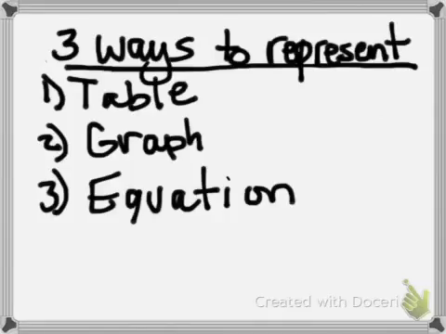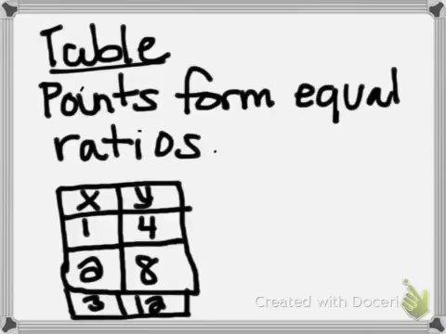There are three ways that you can represent a proportional relationship. The first way is a table, the second way is a graph, and the third way is an equation. This lesson we will go into more detail looking at these three representations and deciding if they're proportional or non-proportional. Let's first look at a table.